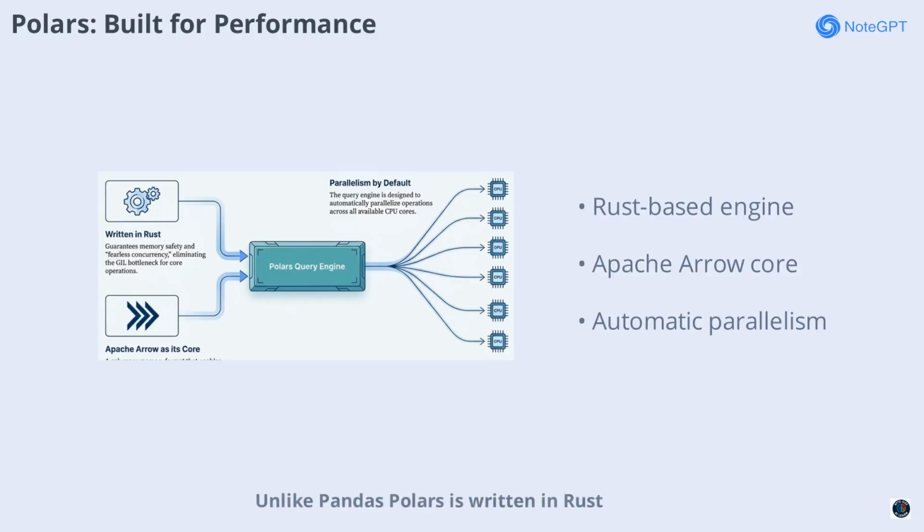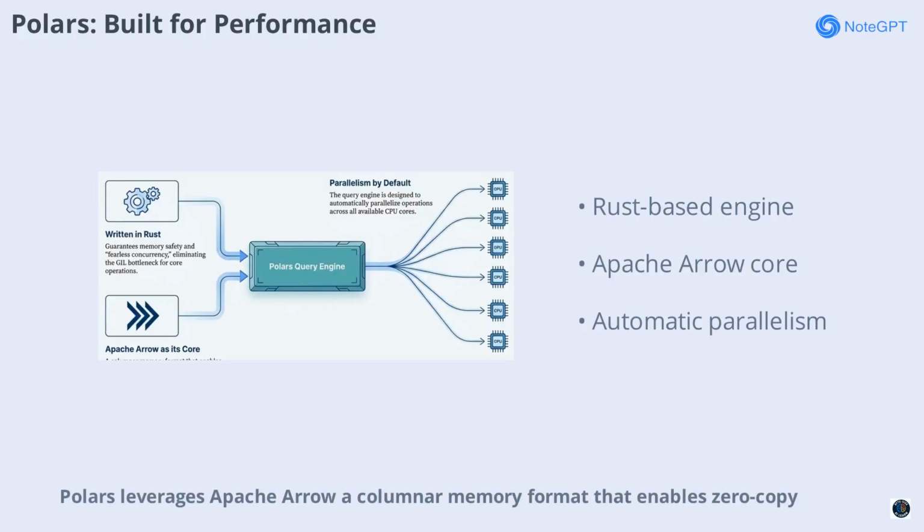Enter Polars, a DataFrame library engineered from the ground up for speed and efficiency. Unlike Pandas, Polars is written in Rust, a language known for its memory safety and performance. Polars leverages Apache Arrow, a columnar memory format that enables zero-copy data transfer and highly efficient analytical processing. Its query engine is designed to automatically parallelize operations across all available CPU cores, eliminating the GIL bottleneck. This means you get fearless concurrency and can fully utilize modern hardware for your data tasks.